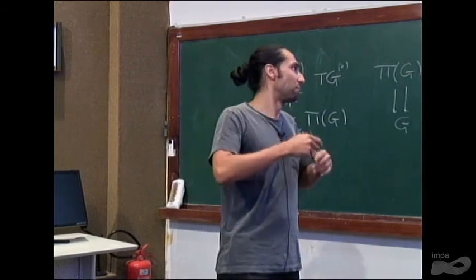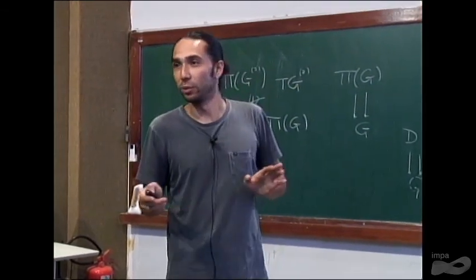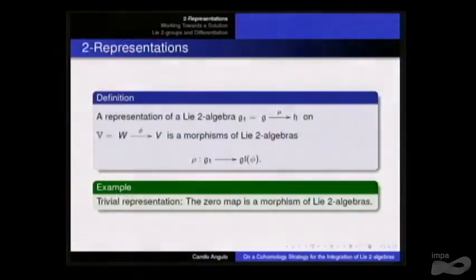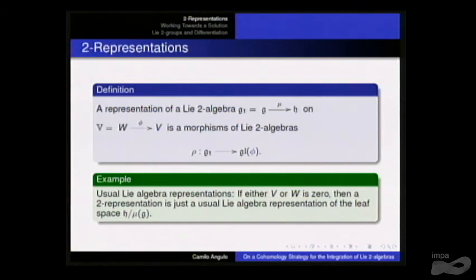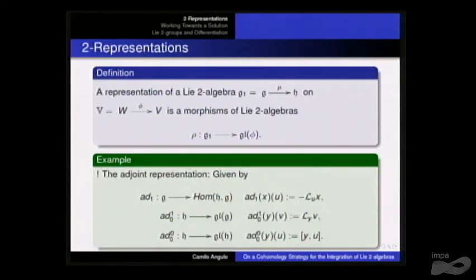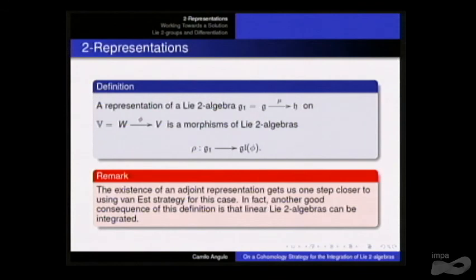First example, of course, is the zero map. The zero map is a representation of Lie algebras. If you start off with either W or V equal to 0, then you get an honest representation of a Lie 2-algebra. And there is a good thing that there is an adjoint representation, which extends the usual adjoint representation, and it's going to play a main role in what follows.